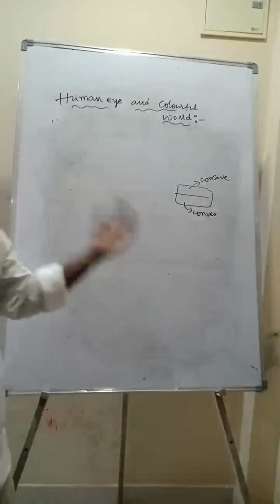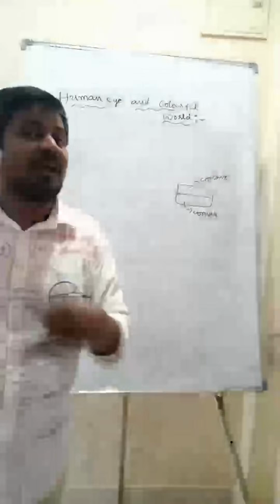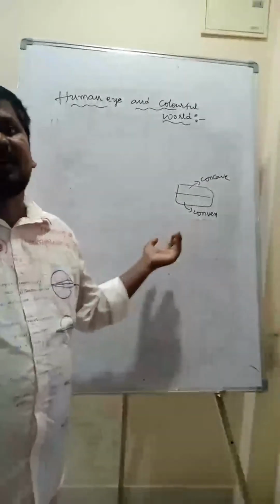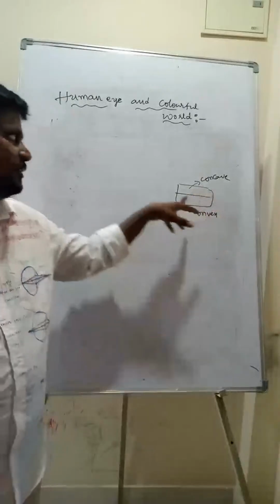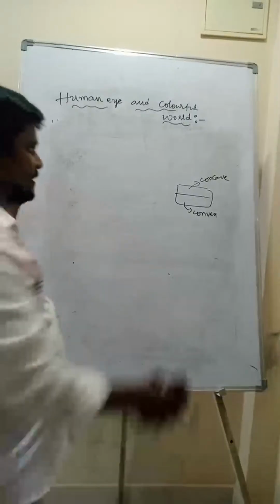So presbyopia: the person can't see near distance as well as far distance. For correction of presbyopia, we are using a bifocal lens. The upper portion is concave lens, the lower portion is convex lens.